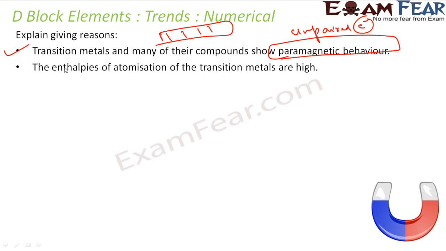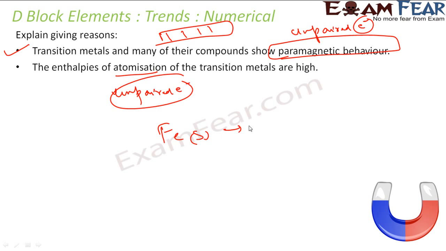Explain the reason why the enthalpy of atomization of transition metal is high. Enthalpy of atomization of transition metal is high, as I told, because of strong metallic bond. Because of here also unpaired electrons. These unpaired electrons create strong metallic bond, and this metallic bond is strong, so you need high energy to actually convert from solid to gas. And this is my enthalpy of atomization.